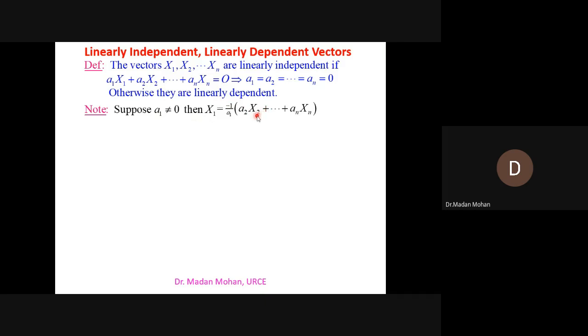Means if you know x2 to xn, you can get x1 from it. Means x1 depends on the remaining vectors. When a1 not equal to 0, x1 depends on the remaining vectors. Means you have one dependent among these n. Automatically, these are called linearly dependent. Suppose a1 equal to 0, then you should not express x1 like this. Suppose a2 not equal to 0, you can write x2 in terms of the remaining. Then x2 depends on the remaining. Depends means they are linearly dependent.